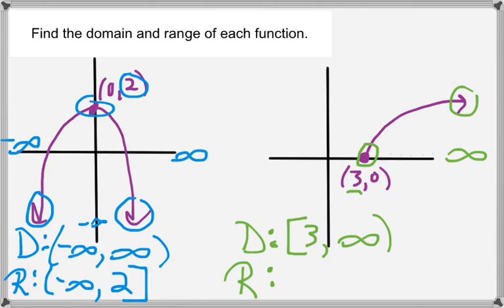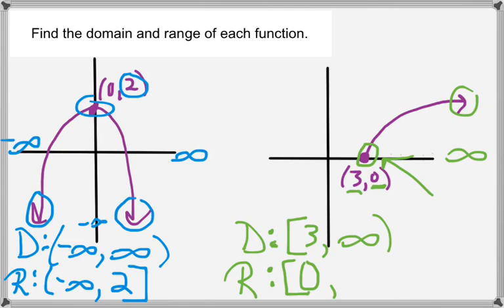Okay, and then for the range, we look at how low the graph goes. The lowest the graph goes is that point right there. So the lowest y value is 0. We don't have any negative y values on this graph because it doesn't go below the x-axis. And 0 is part of the range since there is a point with a y value of 0.